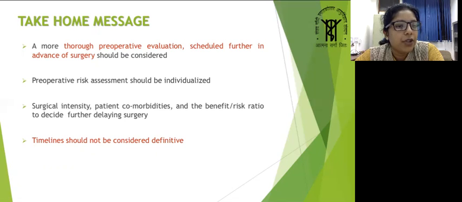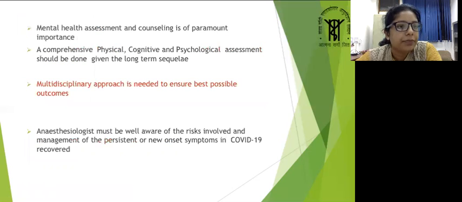Preoperative risk assessment should be individualized in these patients. Surgical intensity, patient comorbidities, and the benefit risk ratio decide further delaying of surgery. So, we have to delay surgery taking into account these factors. These timelines which have been given are not definitive. It will always differ from patient to patient.